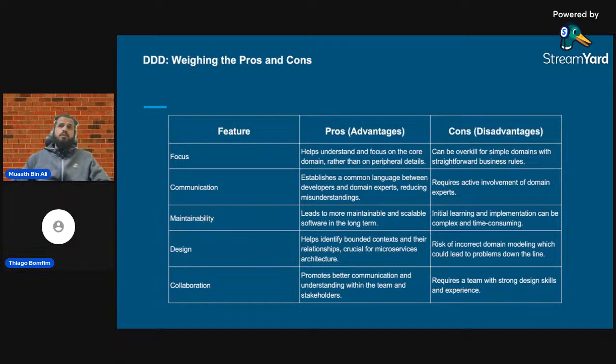It also requires an initial learning investment and is sometimes time consuming, because there is a learning curve for the whole team and all the stakeholders. It requires a team with strong design skills and experience. If the team doesn't know how to break down your system into the exactly correct subdomains or subcategories, it might break your system and affect the whole system. So it requires a very deep knowledge of design. These are the pros and cons of domain-driven design.